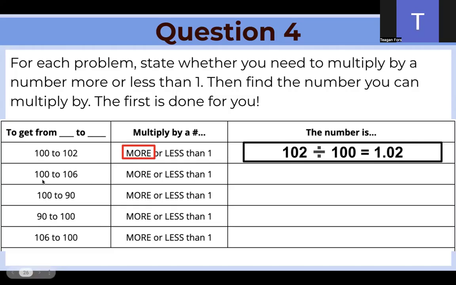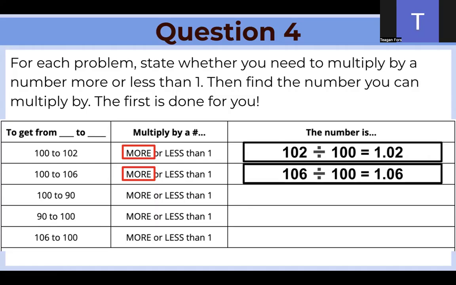Okay, for this next one, we are going from 100 to 106. So if I'm going from a smaller number to a bigger number, I know that I need to multiply by a number more than 1 if I'm trying to get bigger. And to figure out what that is, I do 106 divided by 100, which equals 1.06. Give the next one a try.